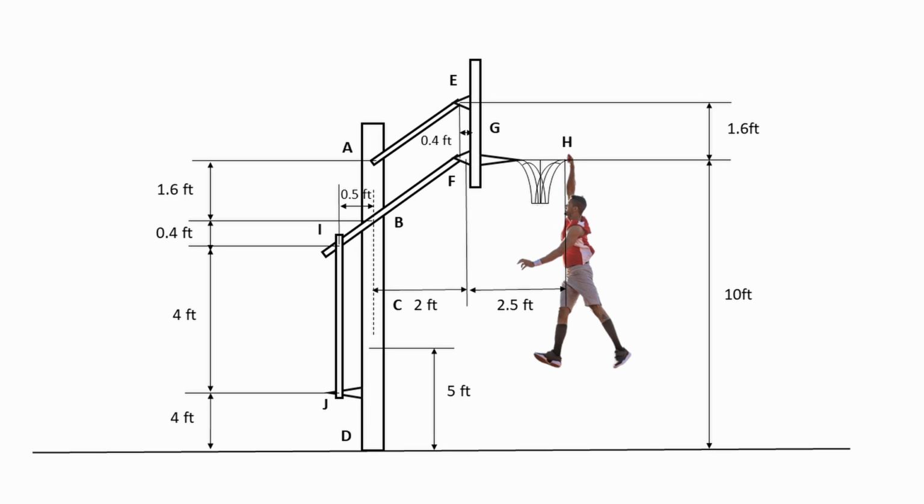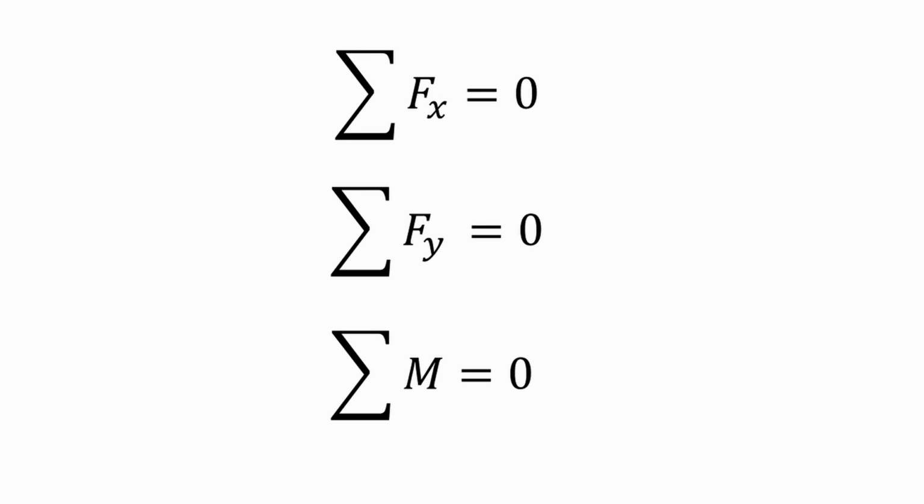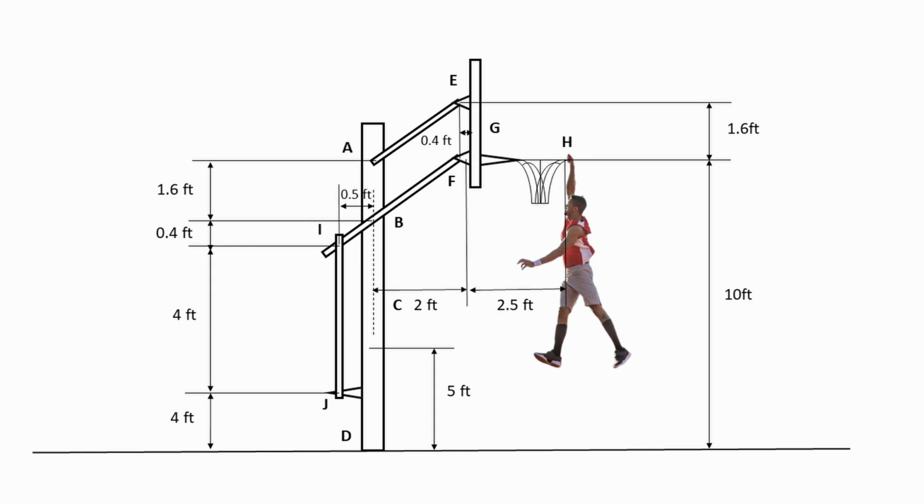Using a combination of free body diagrams and the three equilibrium equations, that is, the sum of forces in the x and y direction are equal to 0, and the sum of moments about any point is also equal to 0, we were able to effectively determine the forces and moments at any point A through J in the system. First, we needed to determine the support reactions at the base of the structure.